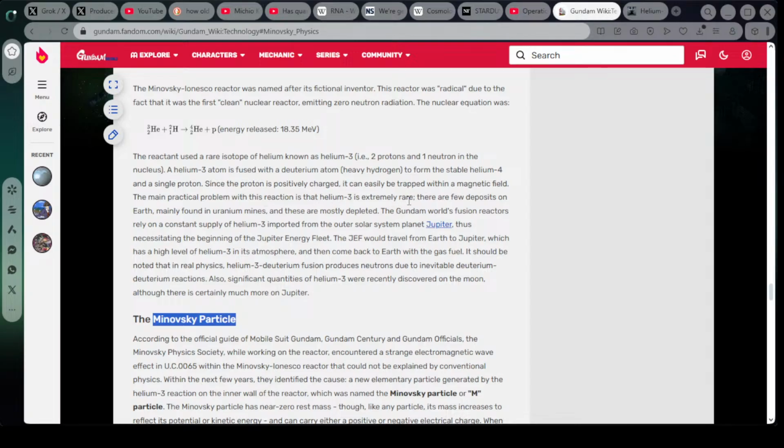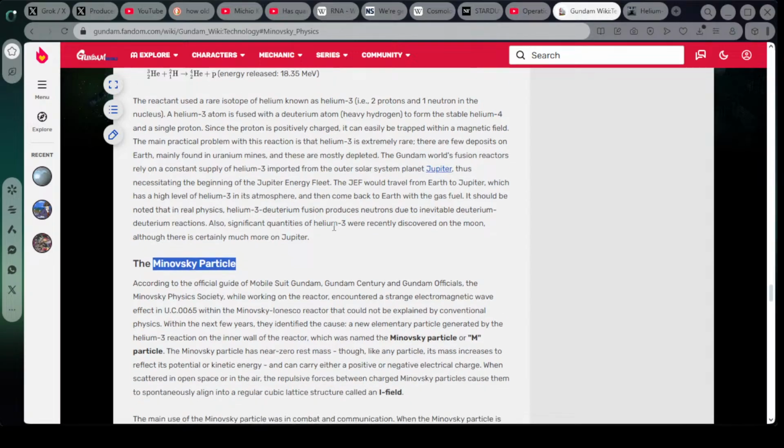There are a few deposits on Earth, mainly found in uranium sites, and these are mostly depleted. The Gundam world's fusion reactors rely on a constant supply of helium-3 imported from the outer solar system planet Jupiter, thus necessitating the beginning of the Jupiter energy fleet. Okay, we're not going to get too deep into that.